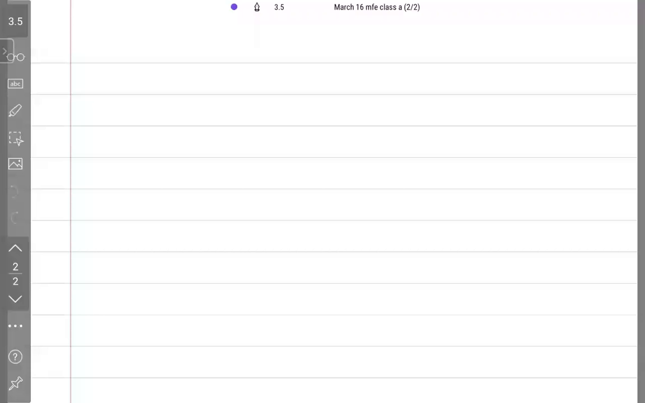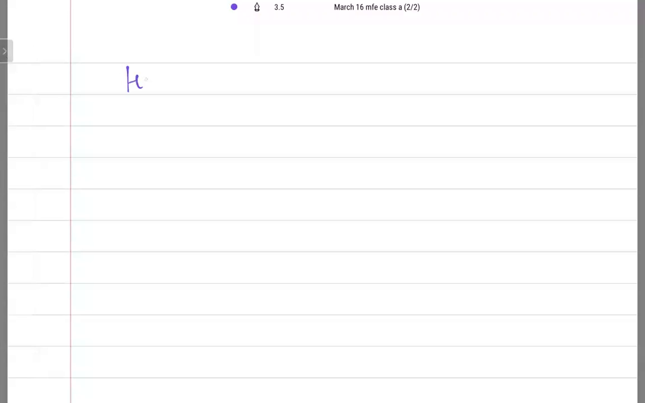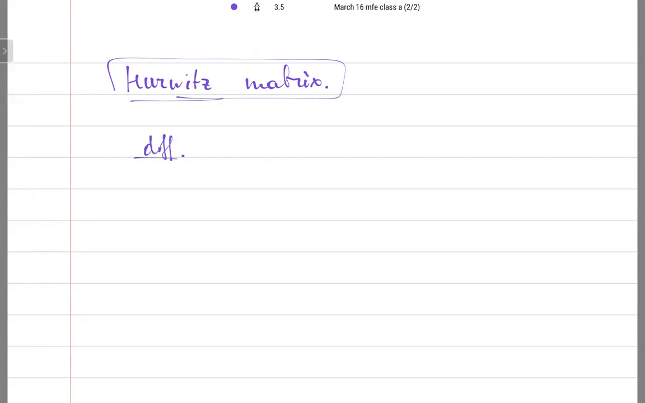So let's consider an example. What is a Hurwitz matrix? The idea is simple, it's just Viète's theorem. And in general, we have a differential equation like that. I don't like to write in general, but okay, let's write it in general.